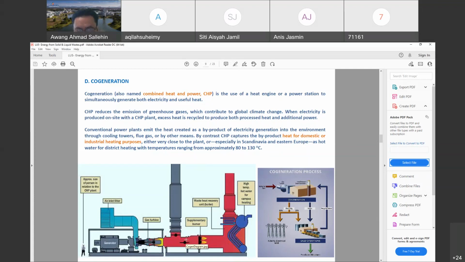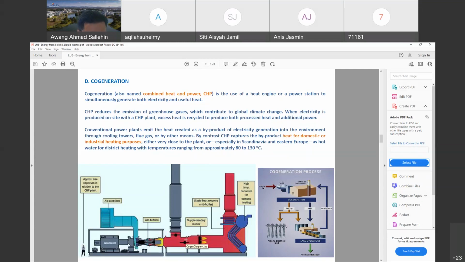Okay, so this cogeneration, combined heat and power, reduces the emission of greenhouse gases, which contributes to global climate change. Therefore, when electricity is being produced on site using this cogeneration plant, excess heat is recycled to produce both process heat and additional power. So nothing goes to waste.